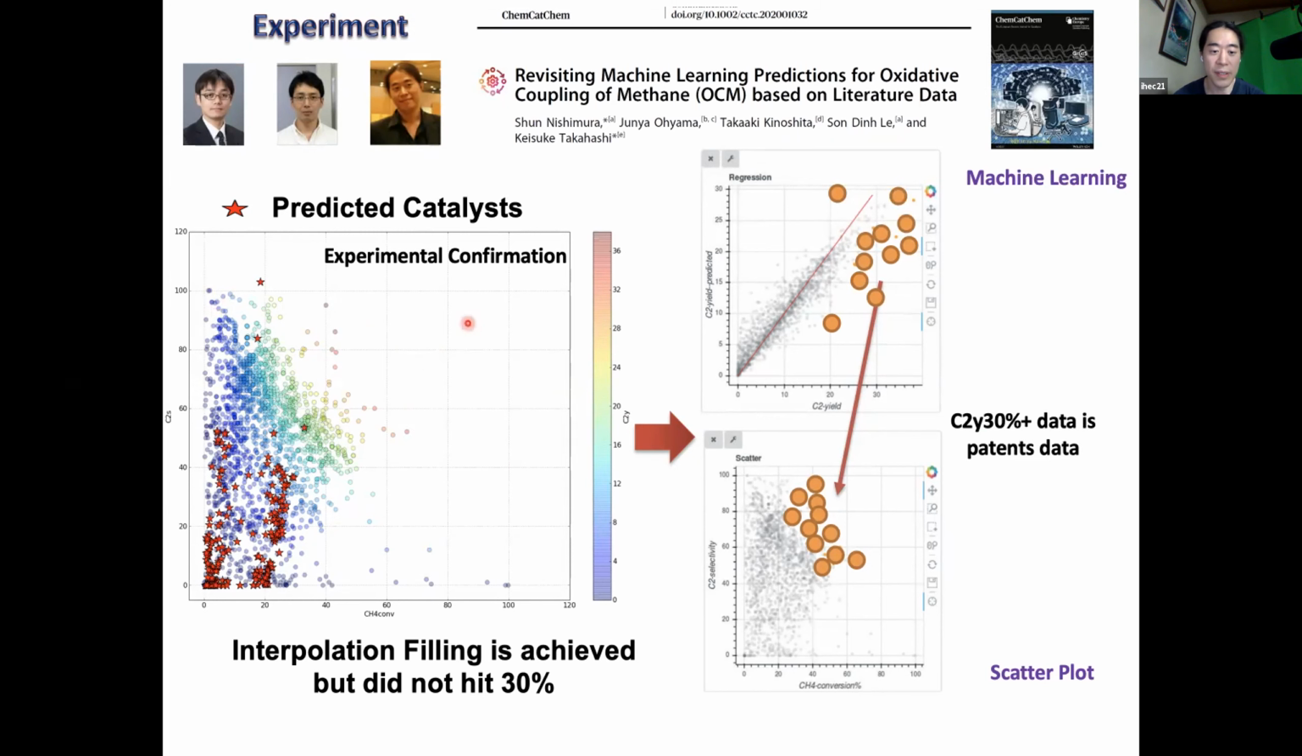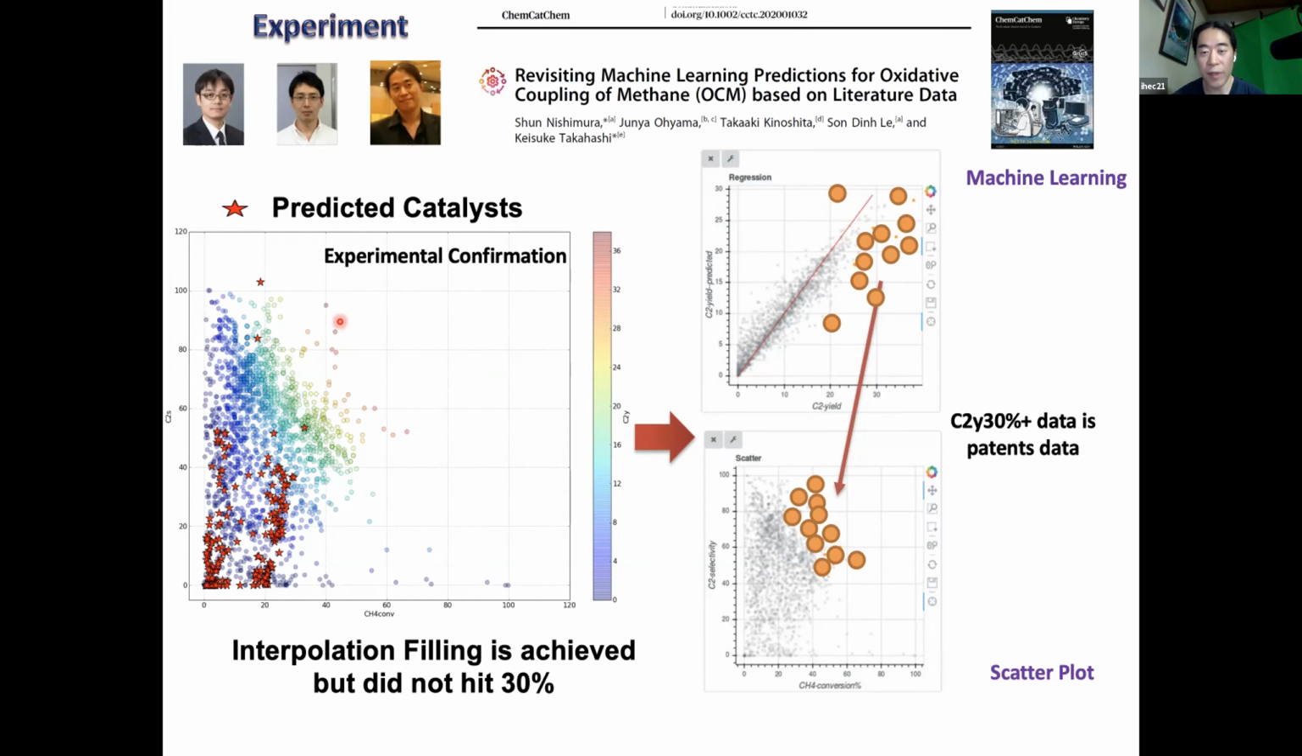But what we noticed is that we can do interpolation fitting within the data, and we can get some good high points here. Some of the catalysts are quite highly active, so we were able to find a good catalyst. However, as shown here, we couldn't predict anything higher. So we did a little more analysis on why we couldn't predict a good catalyst here.